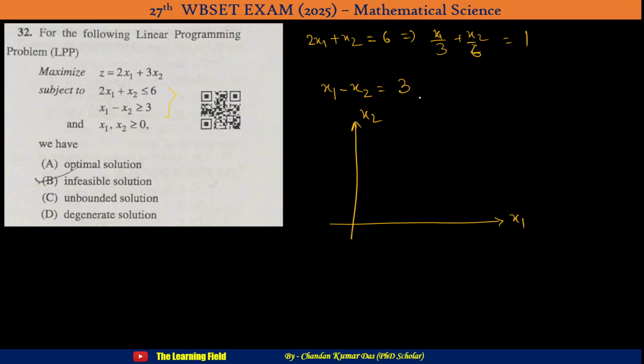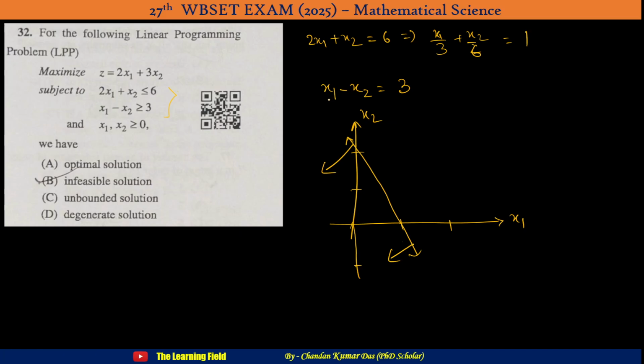So now if we put x1 and x2 here, suppose this is 3, this is 6, this is 3, this is 6, this is 3 units, means minus 3 and so on. So here the points are 3 0 and 0 6. So this is the line for the first equation, and if we put 0 0, then this satisfies. That means the region is on this side.